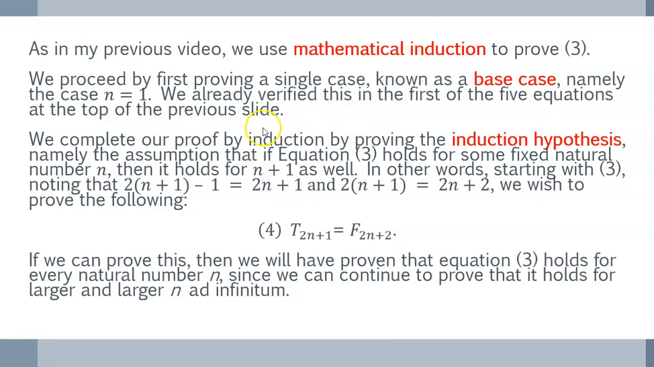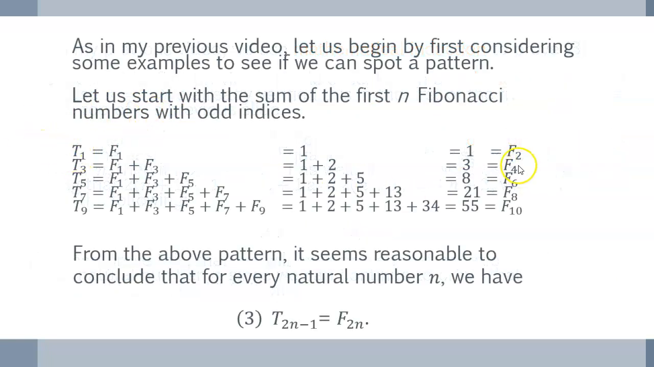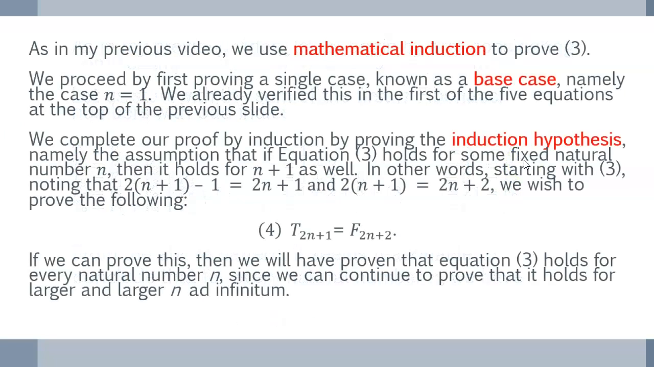So the way mathematical induction works is we start with a base case, and in this case, the base case is n equals 1. So we already know that this formula works for n equals 1. That's just the first example up here. And we also know that it works at n equals 5, but we only care about n equals 1 here. So we take care of the base case. That's pretty easy. And now we complete our proof by proving the induction hypothesis, namely that if we assume that equation 3 holds for some fixed natural number n, and we already know it works for n equals 1, then it also holds for n plus 1 as well.